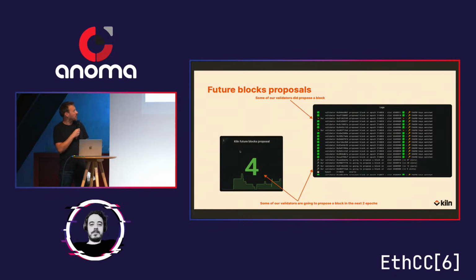And basically, what you see here is we are going to propose 4 blocks in the next 2 epochs, and we know the pubkeys actually. So one in the 9th slot, one in the 13th slot, and so on and so on. And it's quite important for you also.